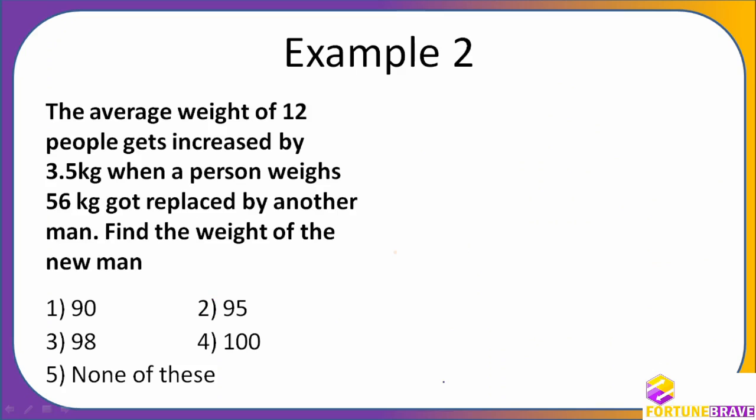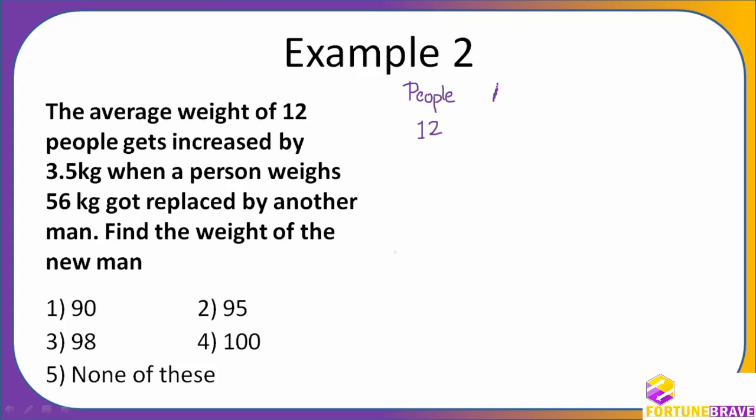What is the question? Let us understand this question first and then we'll solve this one. The average weight of 12 people gets increased by 3.5 kg when a person weighing 56 kg got replaced by another man. Find the weight of the new man. This is a different type of question. So let us try to understand this question first. How many people are there? There are 12 people.